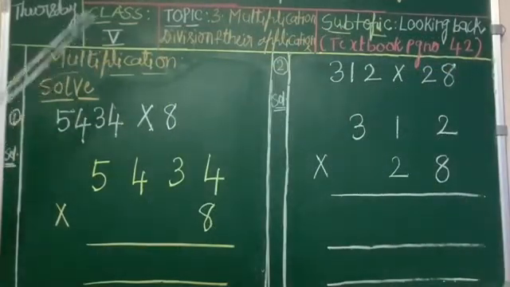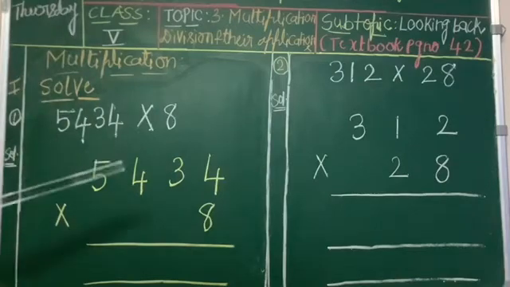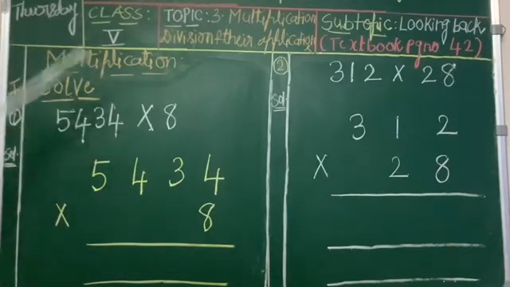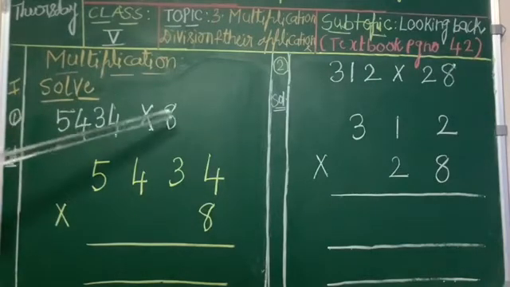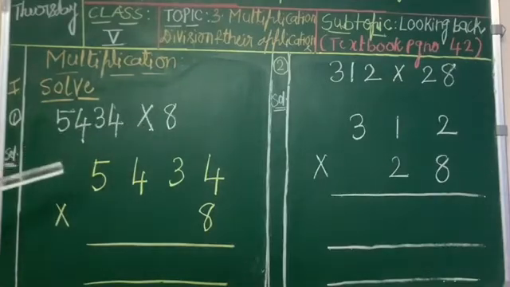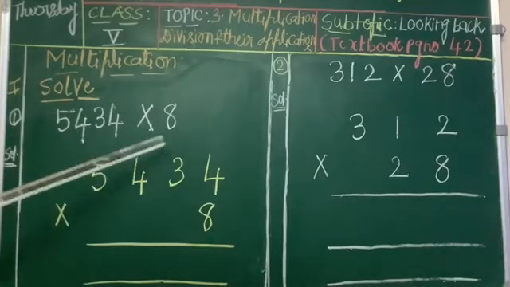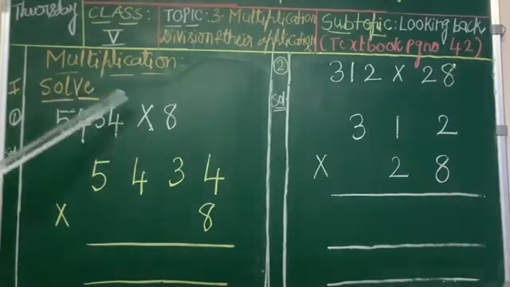Yes, children. So up to now we have learned about the properties, right? Now we will learn how to do the multiplication problems. Okay. Now here let us start with 4 digit by single digit number multiplication. That is 5434 into 8. This is the question, children.